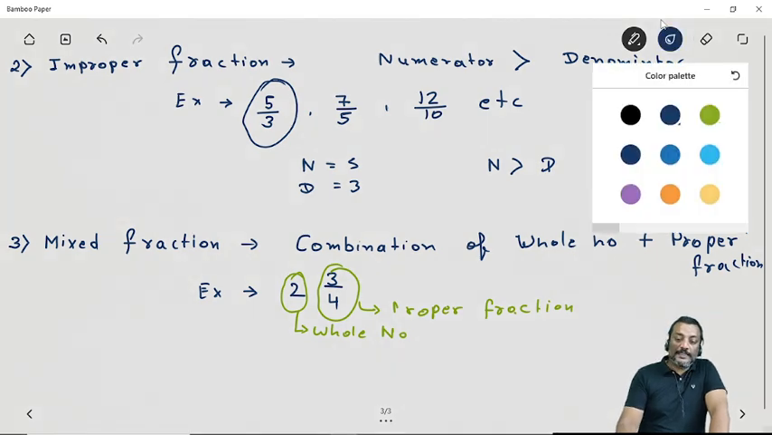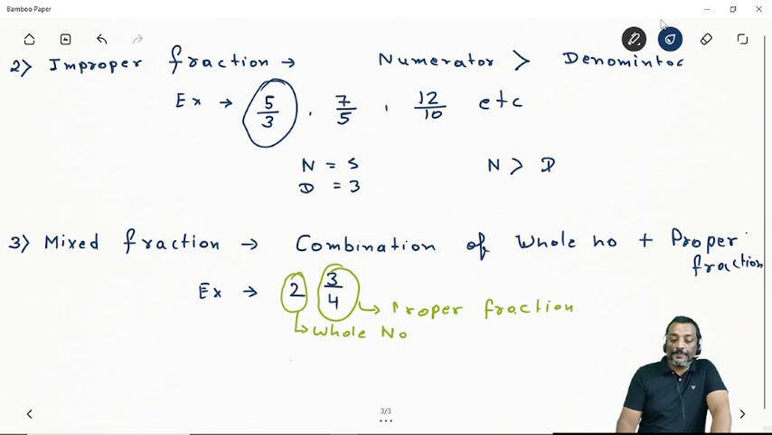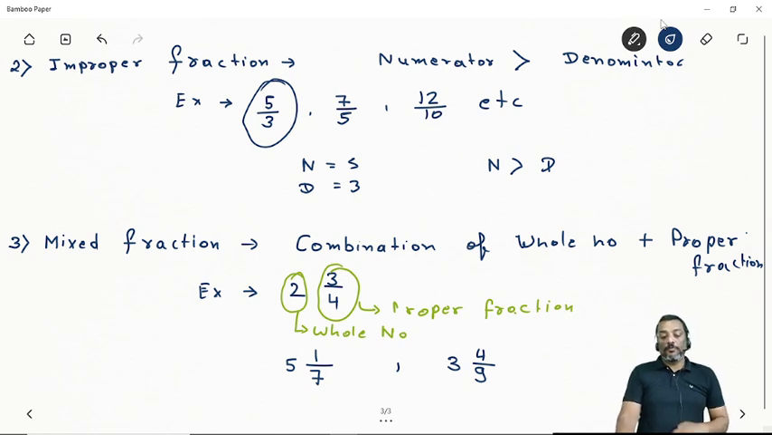Okay, let's see some more examples. Suppose 5 1/7. So this is an example of a mixed fraction. Same, you can see 3 4/9. So these are all examples of mixed fractions, and we will convert mixed fractions from improper fractions. So that we will see in the coming classes. Okay, hope you got it till now.